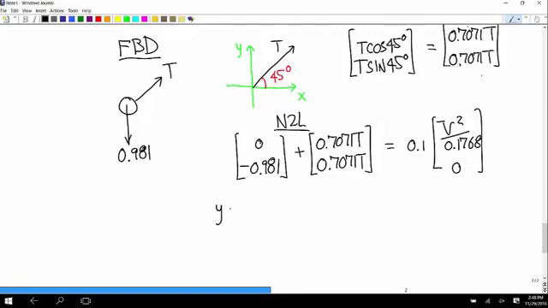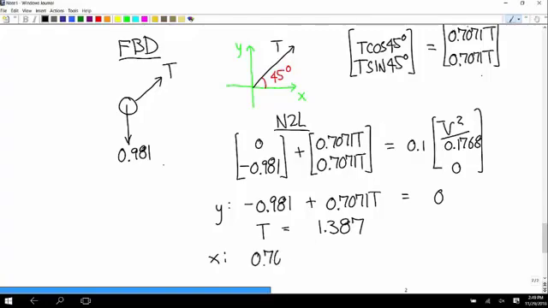We can use the y equation first to solve for T. So that says negative 0.981 plus 0.7071 T is equal to 0. And then plug that into the x equation, and you get, oh, I didn't solve it yet. Okay, so T then is equal to 0.981 divided by 0.7071. Can someone divide that? It's like 1.3 something. 387? 1.387 newtons.